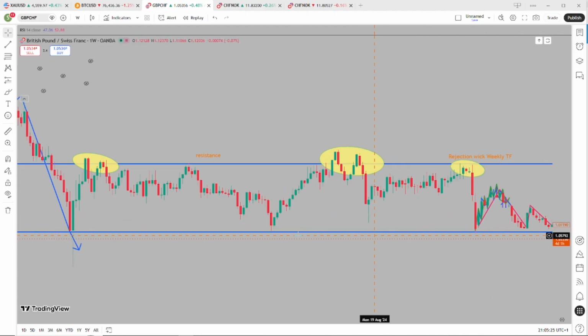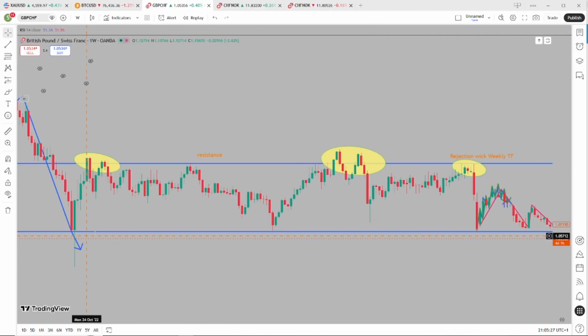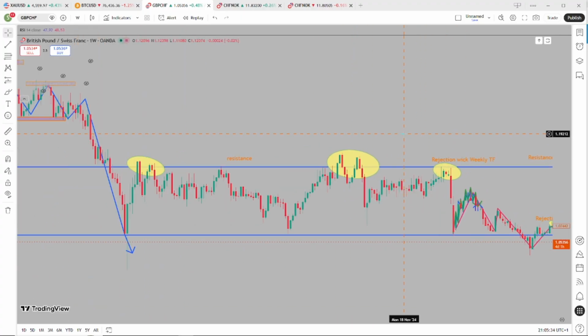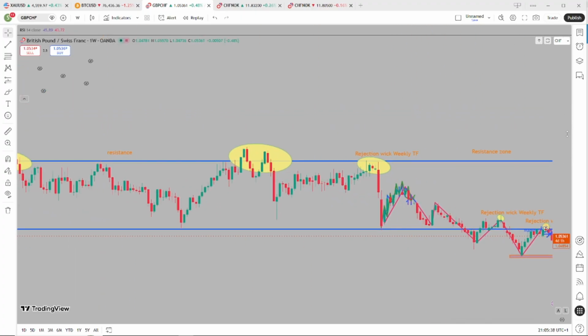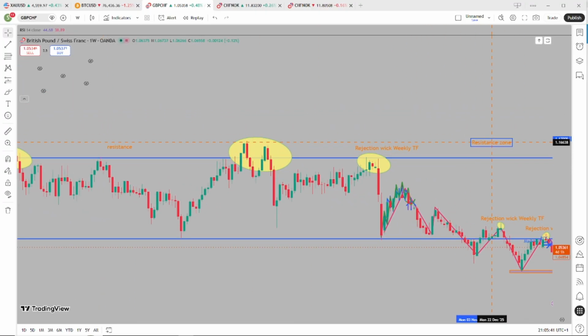Why? Because price has tapped here once, twice, three times. Yes, it looked like it broke through, but it didn't actually break through. Price tapped here, here, here, here, here as well. That's our resistance zone, right? Tapped there as well. Doesn't really matter over there. Oh, I actually wrote resistance already.